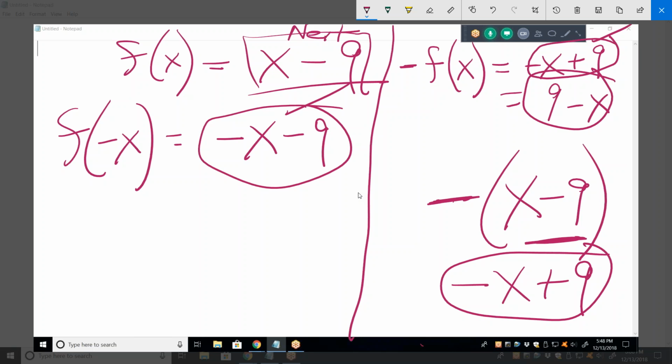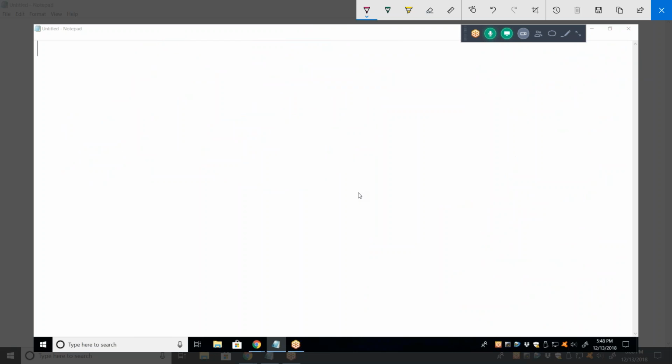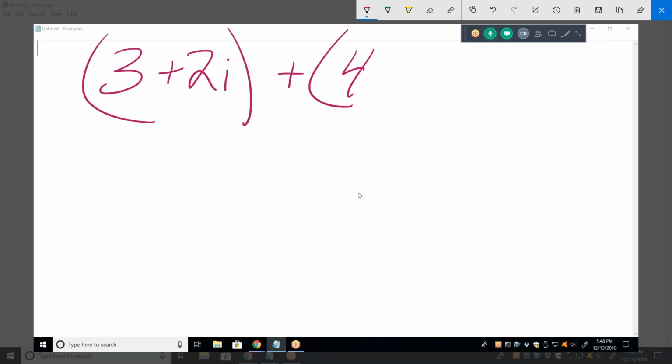So what I want to go over next is I want to review multiplying and dividing, and adding and subtracting complex numbers. There's only one of those things that's hard to do. That's dividing. Let me just go through a couple to make sure you know how to do adding. Add those two. 7 plus i. Okay. Subtracting. Subtract those two.